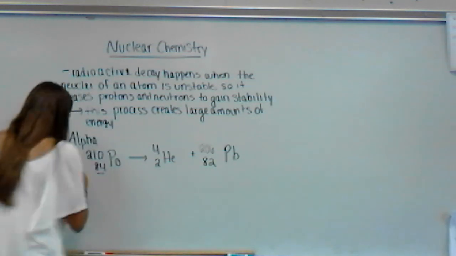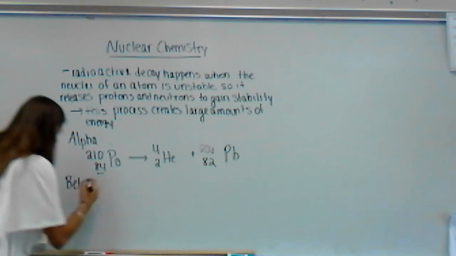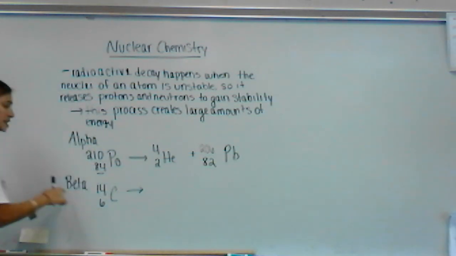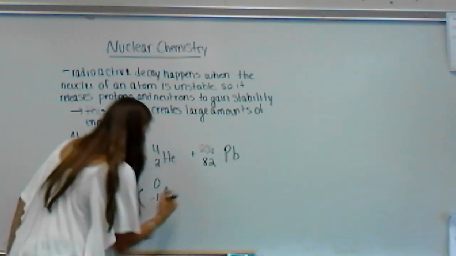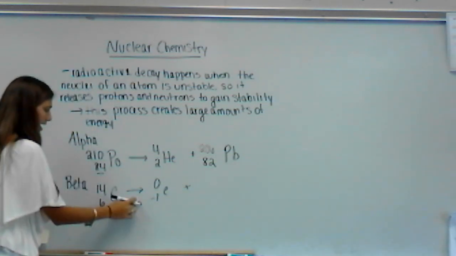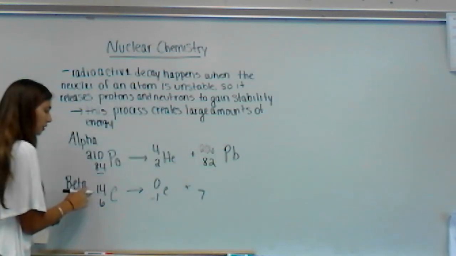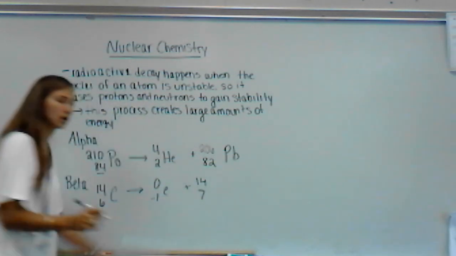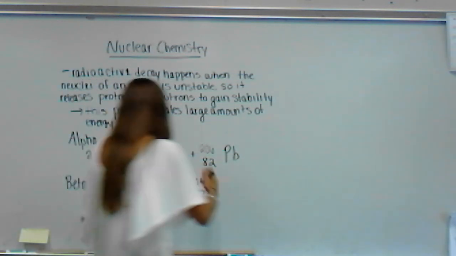All right, let's do the beta decay now. So for beta decay, we can start off with carbon 14. And since it's beta decay, we're going to release a beta particle. So that's 0, minus 1, E. Then we have to figure out what's remaining. So 6 minus negative 1 is going to give us 7. 14 minus 0 is going to leave us with 14. And then we're going to go to our periodic table and figure out which has the atomic number of 7. And we're going to see that that is nitrogen.